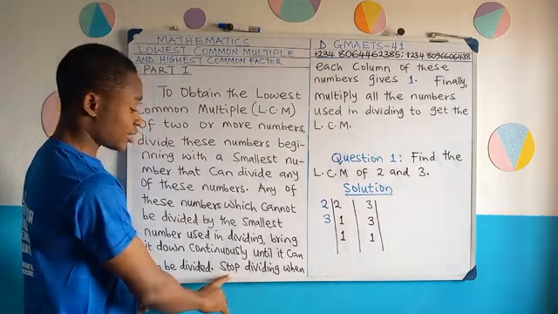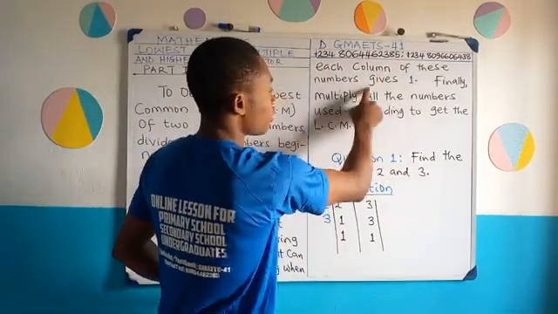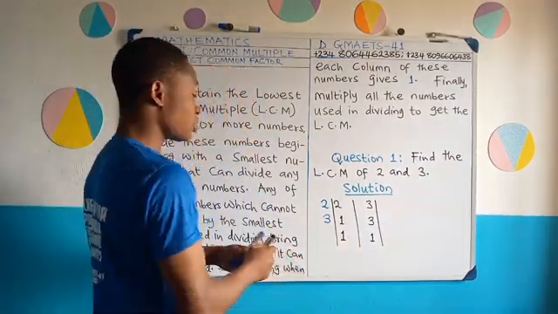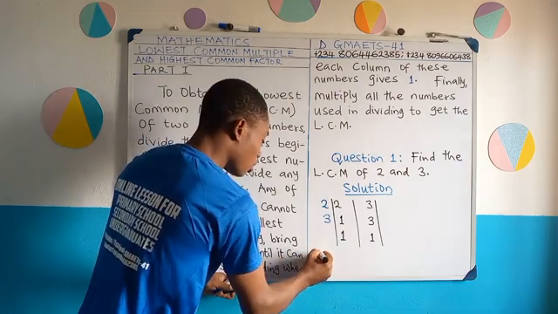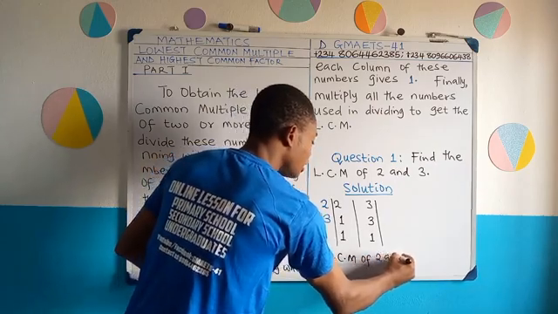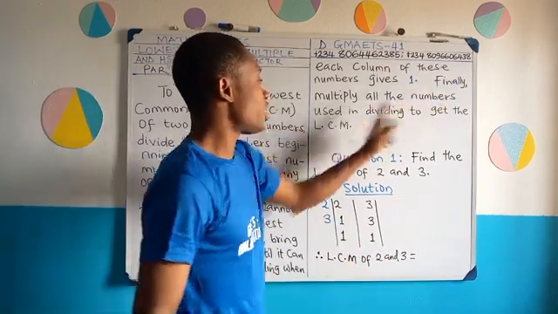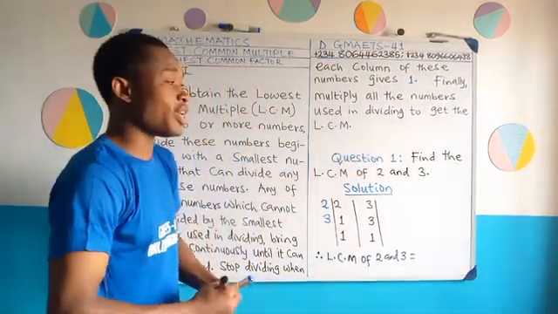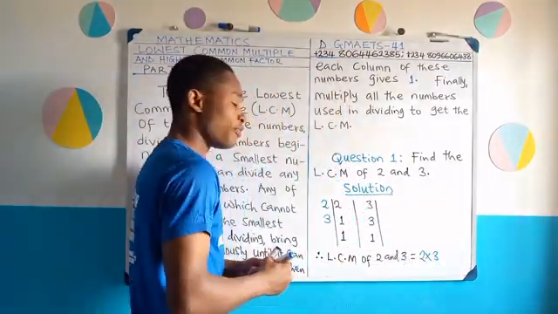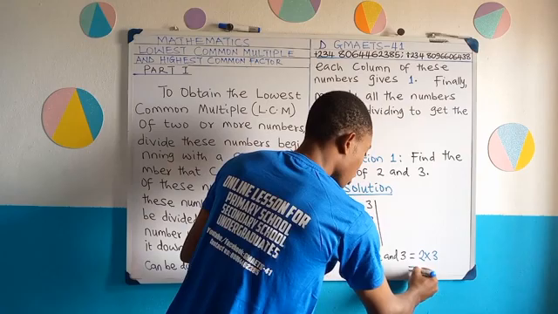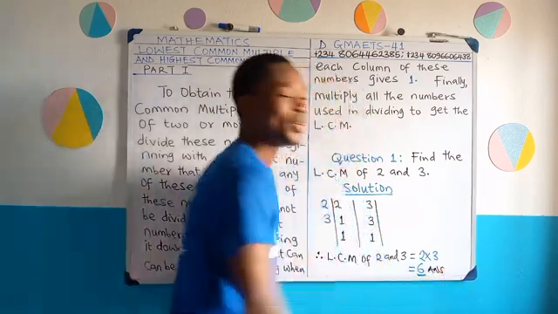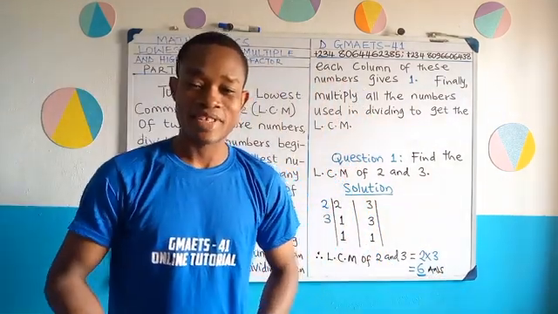We have a statement here that said, stop dividing when each column of these numbers gives 1. You see that each of the columns has given us what? 1. So we can now stop and get our LCM. I'll conclude therefore, LCM of 2 and 3 is equal to, finally, multiply all the numbers used in dividing to get the LCM. So these are the numbers I used in dividing 2 and 3. So I'll multiply them. 2 times 3, what will be your answer? 6. So this is the LCM of 2 and 3, just like we already explained previously.